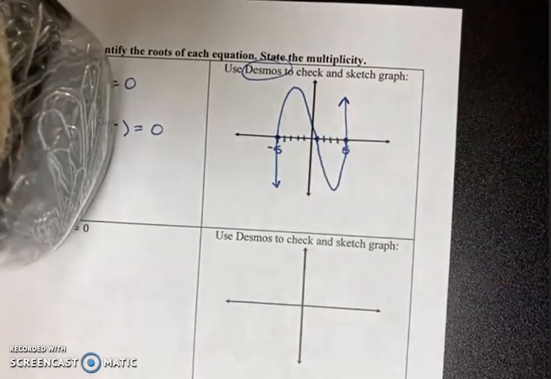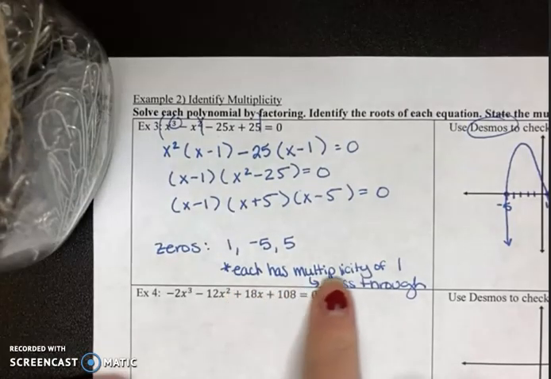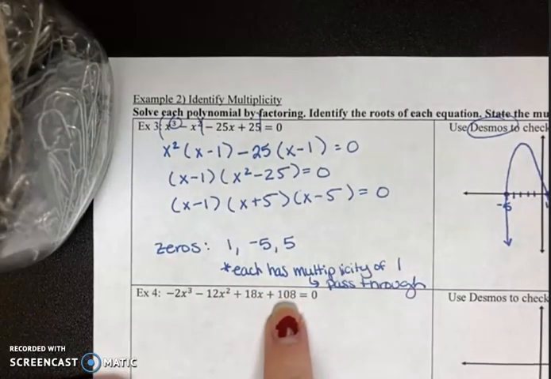And I wanted to point out that the multiplicity here for each of the x-intercepts was 1, meaning that it passed through each intercept on our graph, which we do see. Please make note of the multiplicity and what it means for the graph, and then watch part 2.